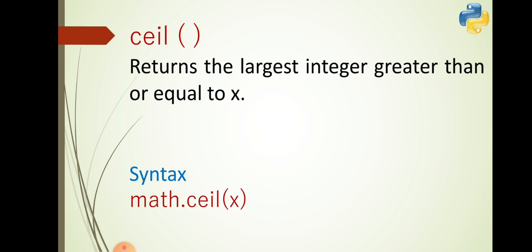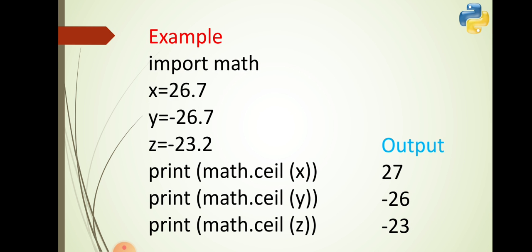Next one is ceil. It is the largest integer greater than or equal to x. See that example: 26.7, minus 26.7 and minus 23.2. Now the lower value is 26, so its higher value is 27, so 27 will appear. For minus 26.7 it gives minus 26, and for minus 23.2 it gives minus 23.